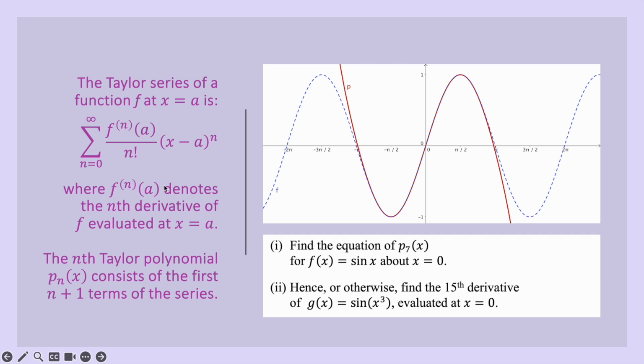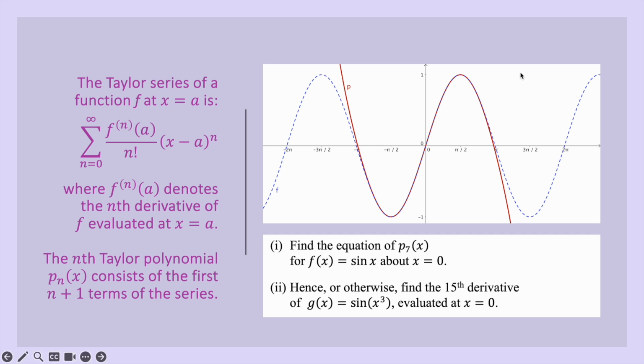The nth Taylor polynomial, P n of x, consists of the first n plus 1 terms of the series. So this series goes to infinity, but if we were to truncate it and look at a partial sum, that partial sum, if I stopped it at 7, for example, which I need to do for this question, would be a polynomial of degree 7, because that highest power will be 7. It will have 8 terms though, because n equals 0 is our starting point, and that is a constant. So, just like a cubic actually has 4 terms, a quadratic has 3 terms, and so on.